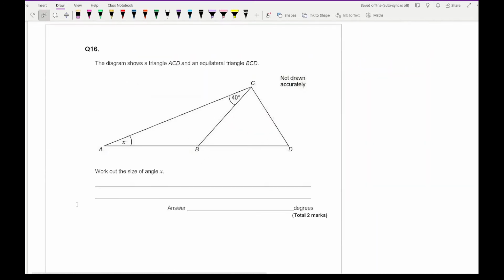Moving on to question 16, it says the diagram shows a triangle ACD and an equilateral triangle BCD, and the question is asking to work out the size of angle X. So again, with equilateral triangles, these angles are all going to be 60. And we know that angles inside a triangle add up to 180. So if this entire angle is 100, this angle here is 20, then 180 minus 100 minus 60 equals X. So X equals 20 degrees.